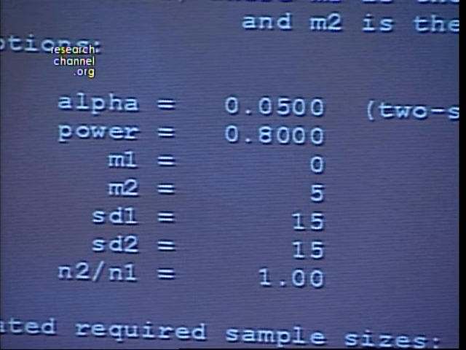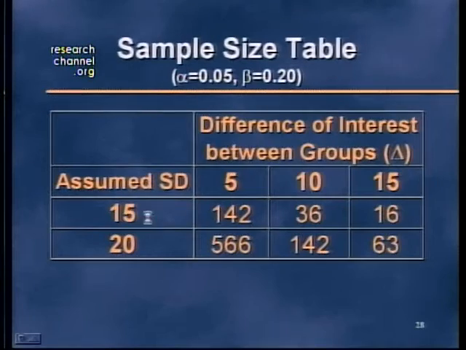Now, it's really important to keep in mind that sample size calculations aren't just one number. So what if the standard deviation wasn't truly 15? I've just made an assumption. I might best look at some other assumptions. So suppose it was bigger. If the standard deviation was actually 20 millimeters in each group, I would have needed 566 subjects in each group in order to detect a 5 millimeter difference in average blood pressure.